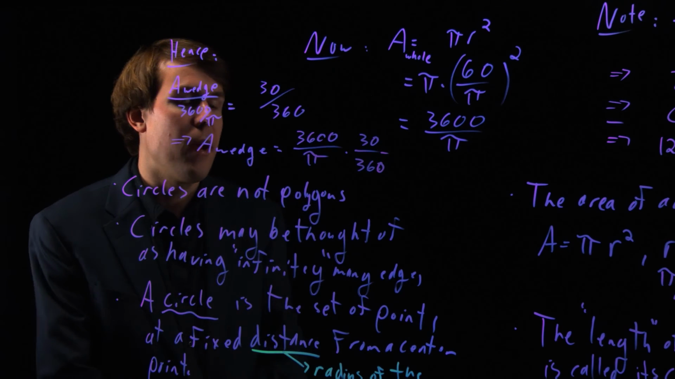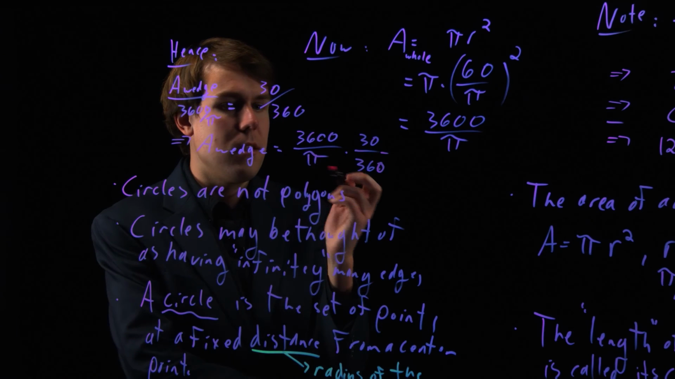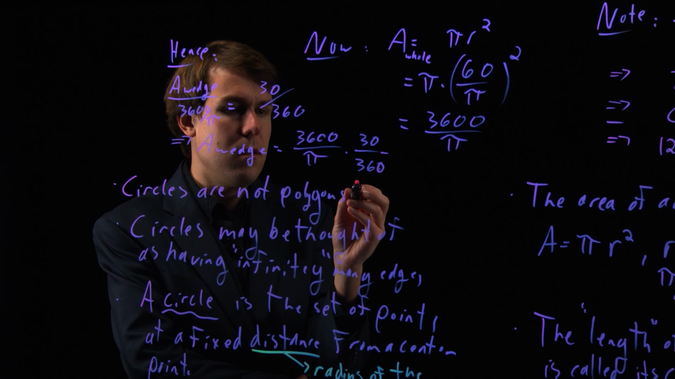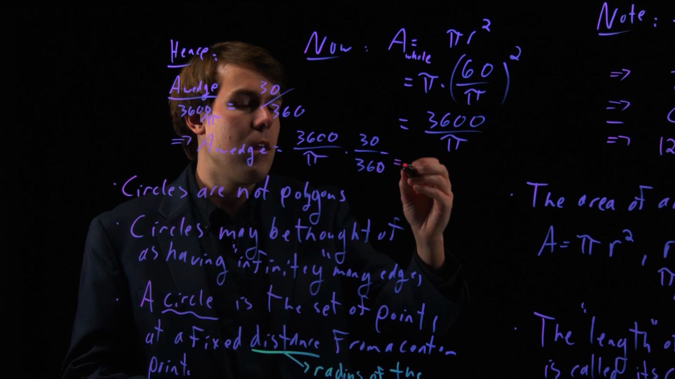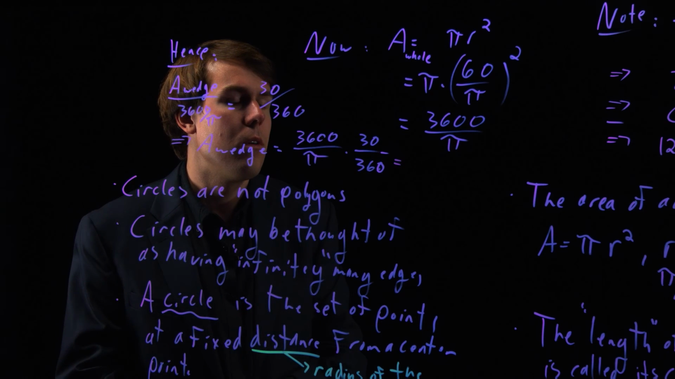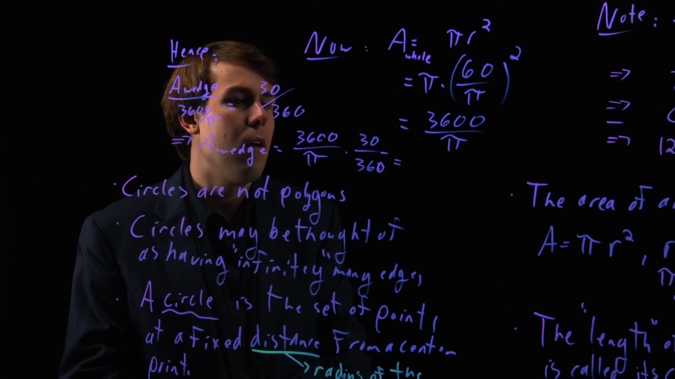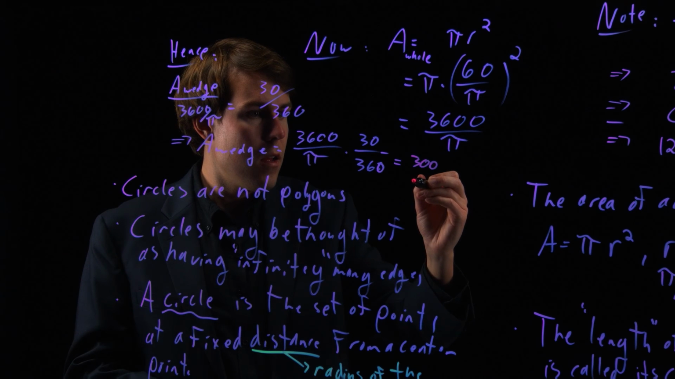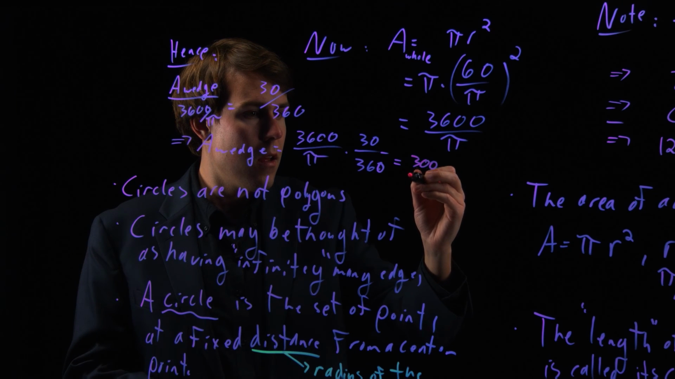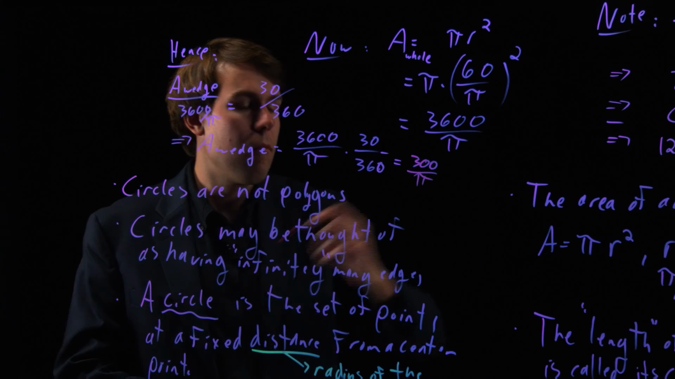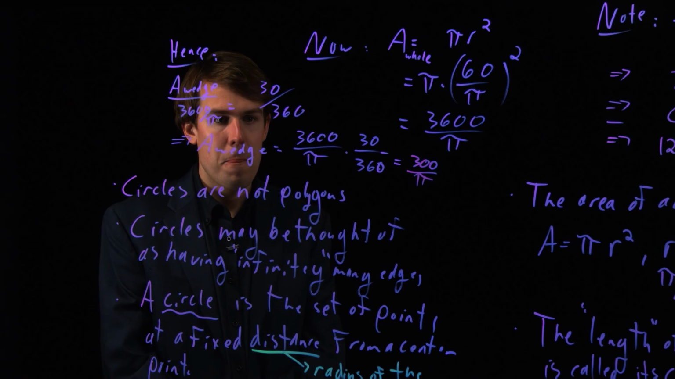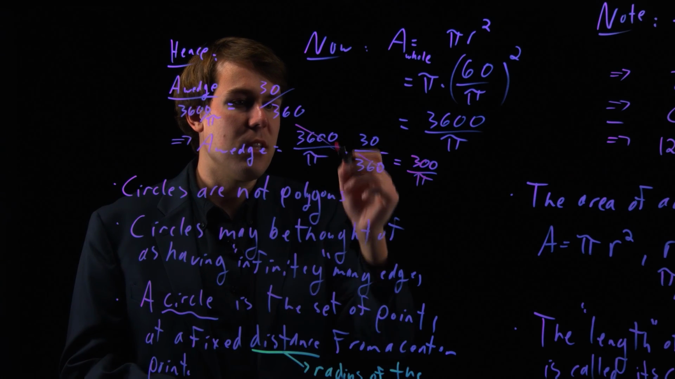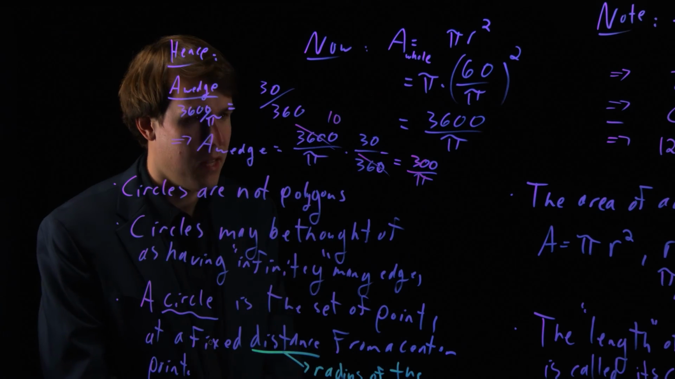this. So what do I get here? Let's see. This should be equal to 300 over pi. All right. So all I did to do that was I canceled this with this and was left with a 10 on top and then multiply everything out.